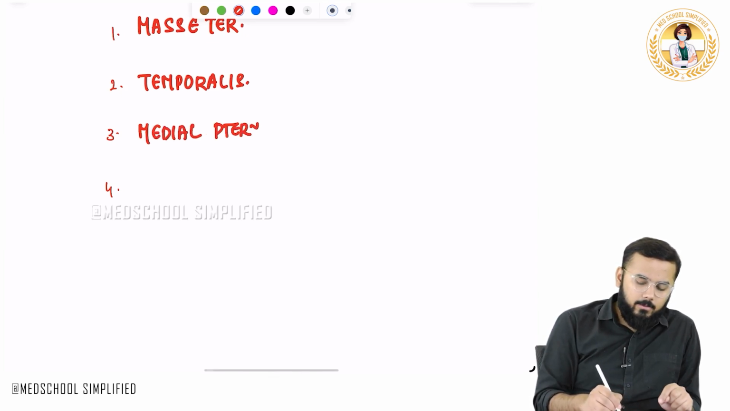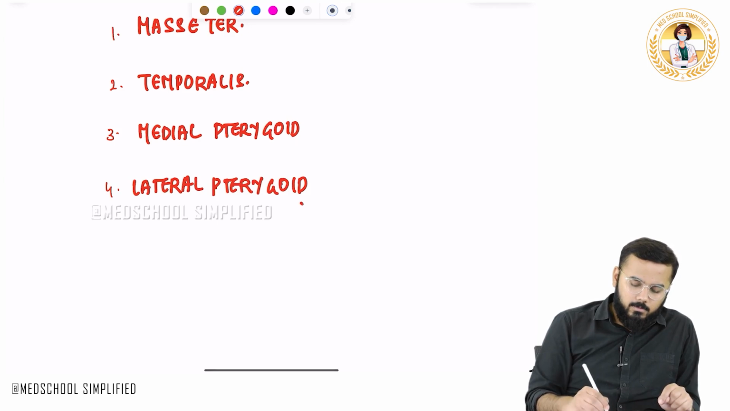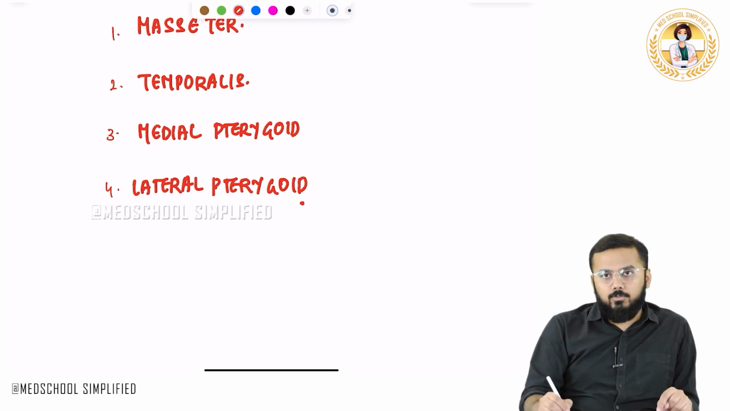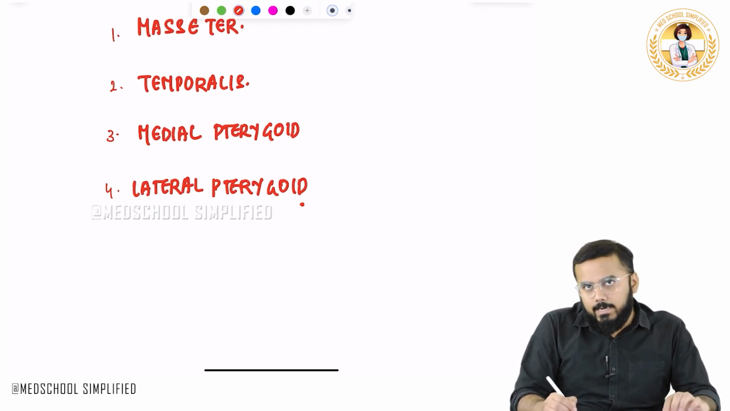Medial pterygoid muscle, and next we have the lateral pterygoid muscle. So what are the different muscles we have got? Masseter muscle, temporalis, medial pterygoid as well as the lateral pterygoid muscle.